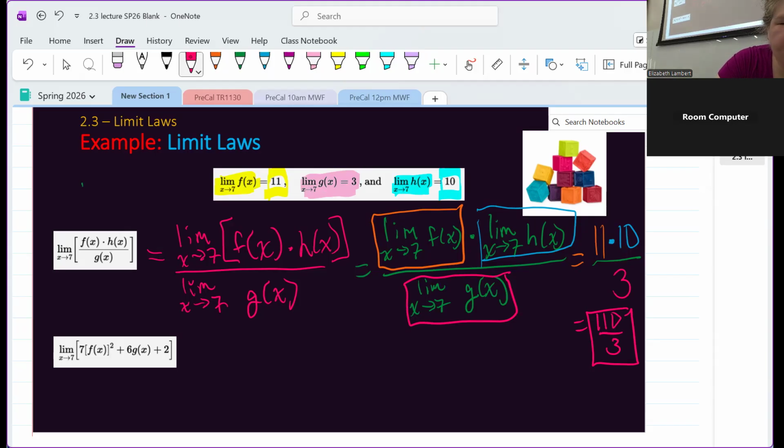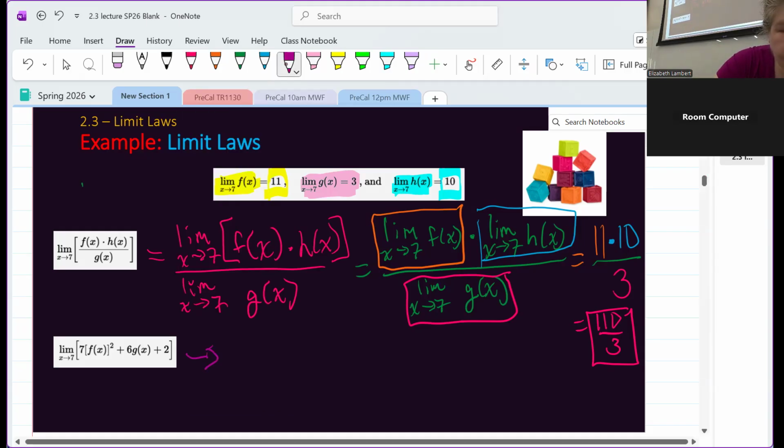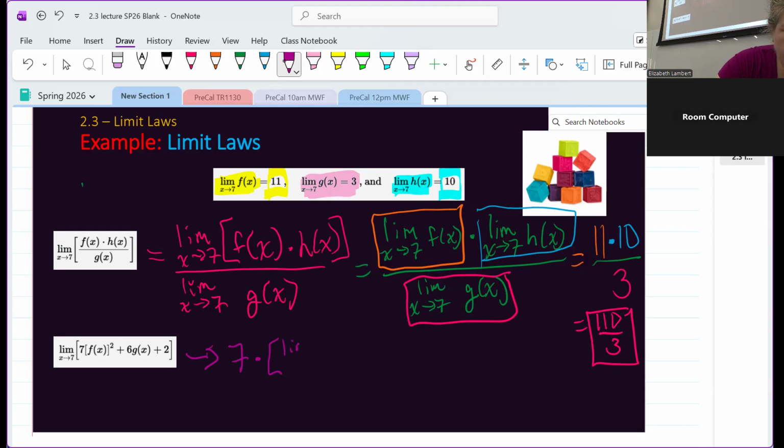So same idea for this second thing. We can just push the limit inside multiplication, inside division, inside exponents, inside addition. So instead of writing it all out a step at a time, I'm just going to move that limit in as far as it can. So we're going to have the 7 times, we can move the limit inside that squared as well.